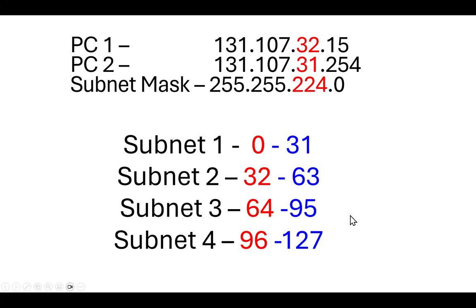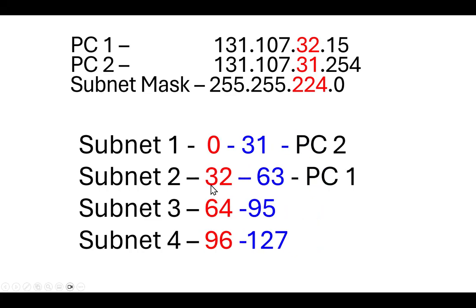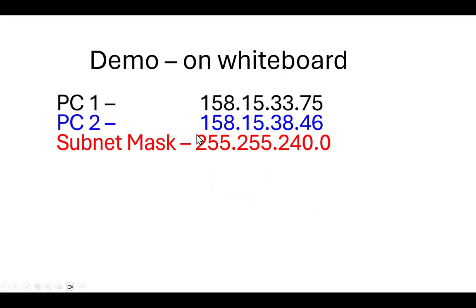Now let's see which subnet PC1 is in. He's in the range 32 to 63 because he's got 32. And PC2 is in the range 0 to 31 because his value is 31. So even though they look very close, they're incompatible and cannot work in the same subnet. So I'm going to move on to a demo.